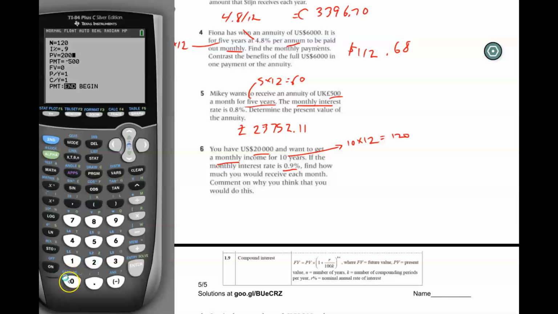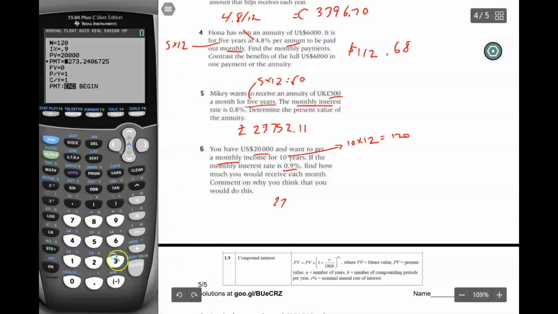And the FV is going to be 0 because you want it to exactly finish up the $20,000. And the P over Y and the C over Y is going to be 1 as usual. So we do alpha solve, and it turns out that it's going to be $273.24 a month. And then it says, why do you think you would do this?